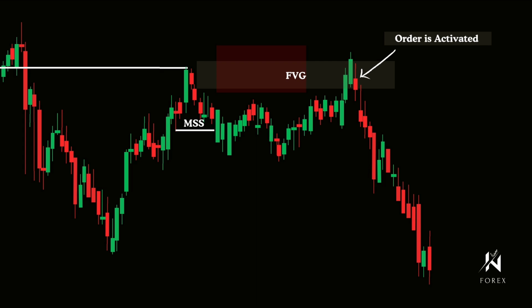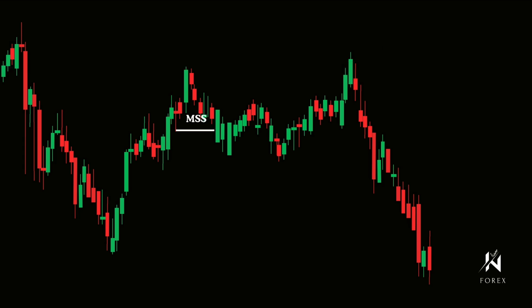In this case, price moved sharply to the downside after activating our order, confirming the validity of our setup and giving us a strong push toward our take profit level. And finally, our take profit was successfully hit around the 0.882 level.